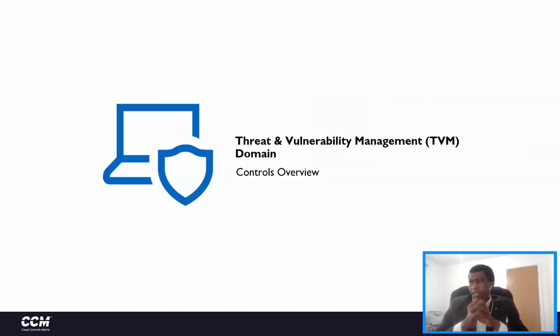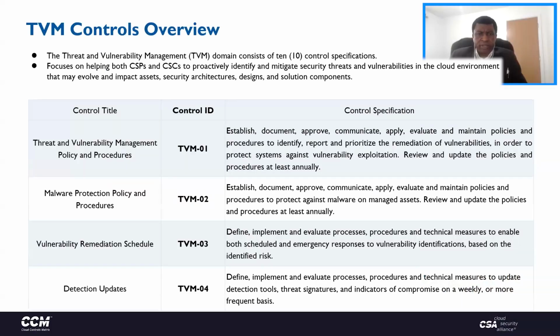Thank you, Simon, for that presentation. So I'll provide a quick overview of all the controls under the threat and vulnerability management, TVM for short, domain. Now, in total, there are 10 controls within the TVM domain. And these have been designed to help both the CSPs and the CSCs to proactively identify and mitigate threats and vulnerabilities in the cloud environment that may evolve and impact cloud assets.